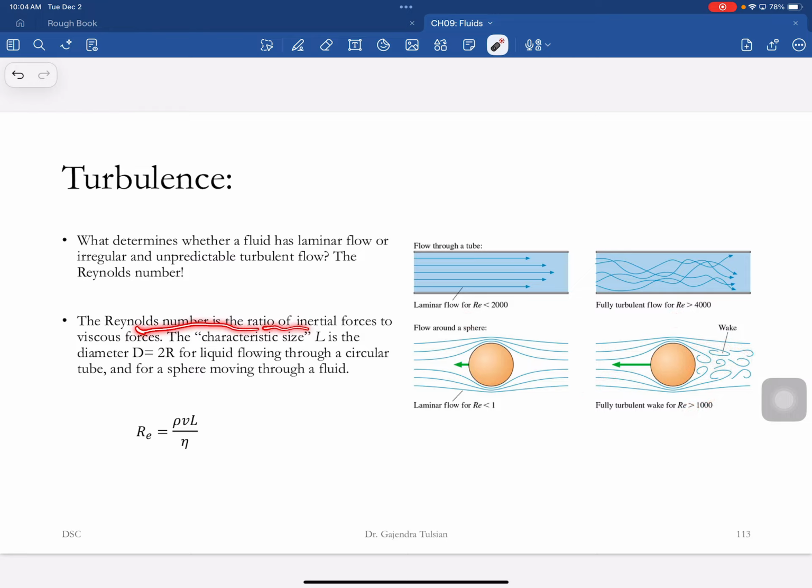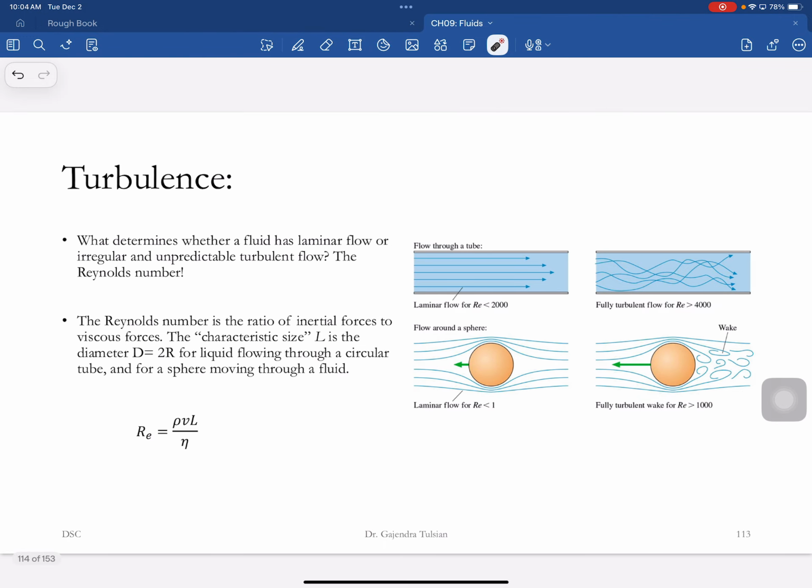So the Reynolds number is the ratio of inertial forces to viscous forces. The characteristic size L, for a tube, is the diameter of the tube. And for this sphere, L is again the diameter. So the Reynolds number is the density of the fluid times the velocity of the fluid times the characteristic size, in this case the diameter of the tube, divided by the viscosity of the fluid. So the greater the viscosity of the fluid, the smaller the Reynolds number.